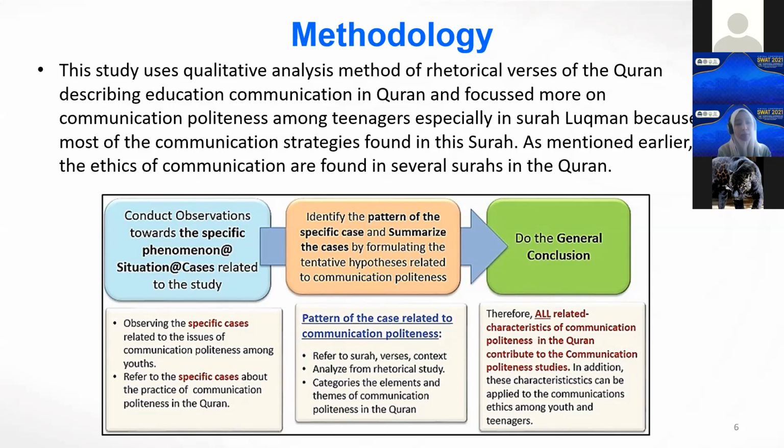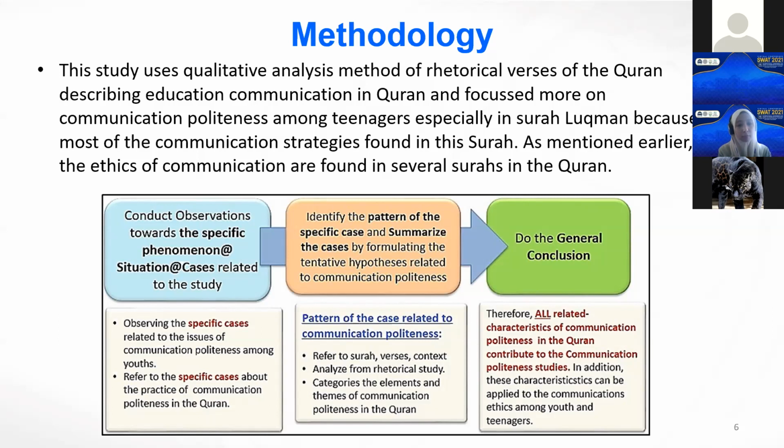After that, we identify the pattern of the specific cases and summarize them by formulating a tentative hypothesis related to communication politeness. The pattern of the case refers to surah, verses, and context, analyzed from a rhetorical study, and we categorize the elements and themes of communication politeness in the Quran. And after that, we do the general conclusion.